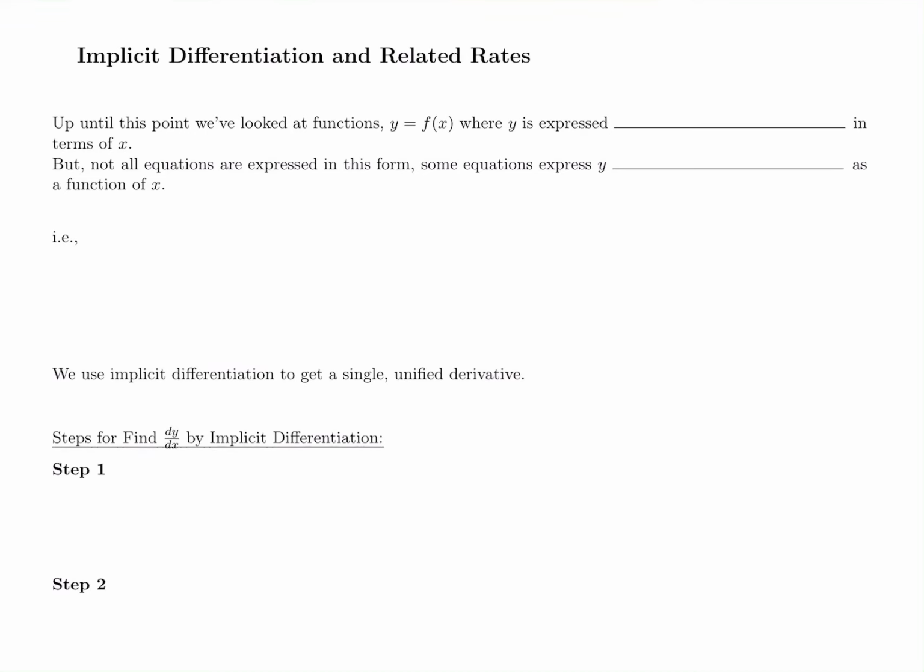In this video, we're going to be looking at some implicit differentiation, and then later on we will apply it to some real-life problems and do some related rates.